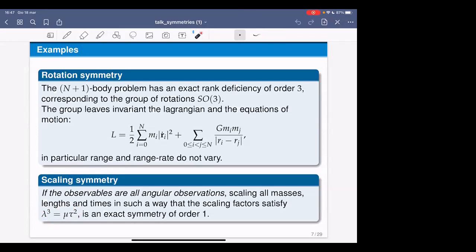You can imagine this very simply because a scaling simply means we are enlarging our solar system and we are changing the masses in such a way that Kepler's law still holds. So if our measurements are only angles, we cannot distinguish between a solar system which has the dimensions of our solar system and another solar system which is ours but doubled. But the hypothesis that observables are all angular observations is crucial here.